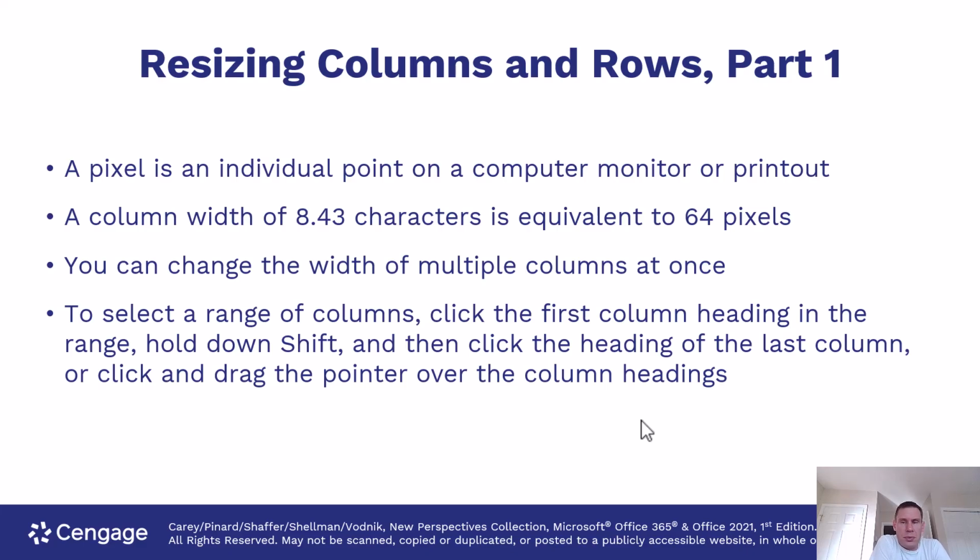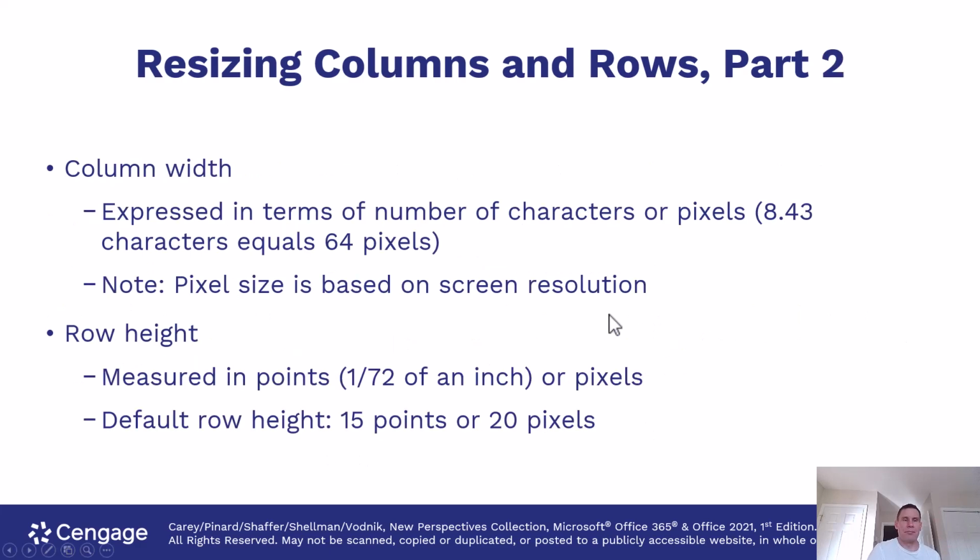You can change the width of multiple columns at once. You can select a range of columns, click the first column heading in the range, and just hold down Shift, and then click the heading of the last column, or click and drag the pointer over the column headings. And then rather than having to do them multiple individually, you can do multiple at the same time.